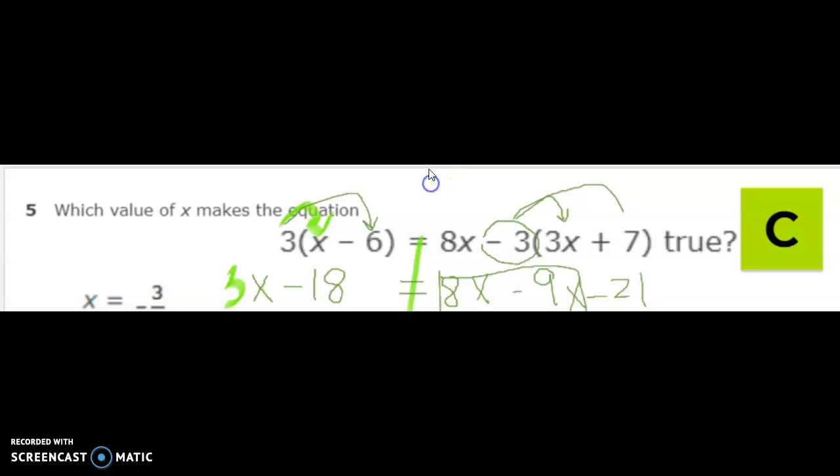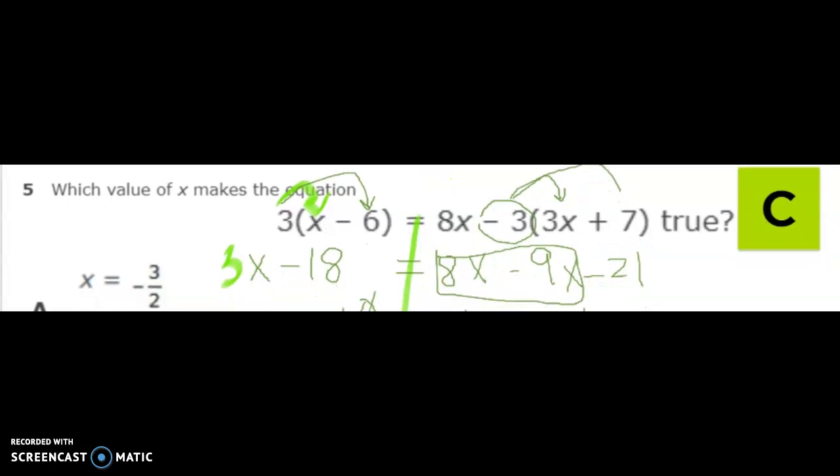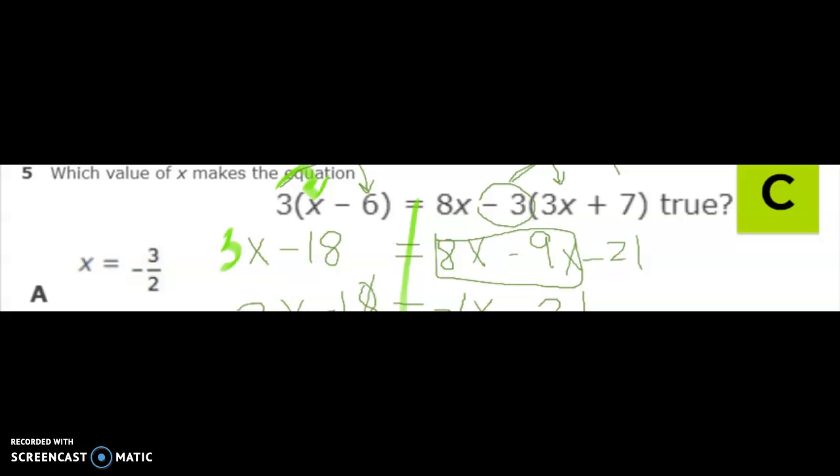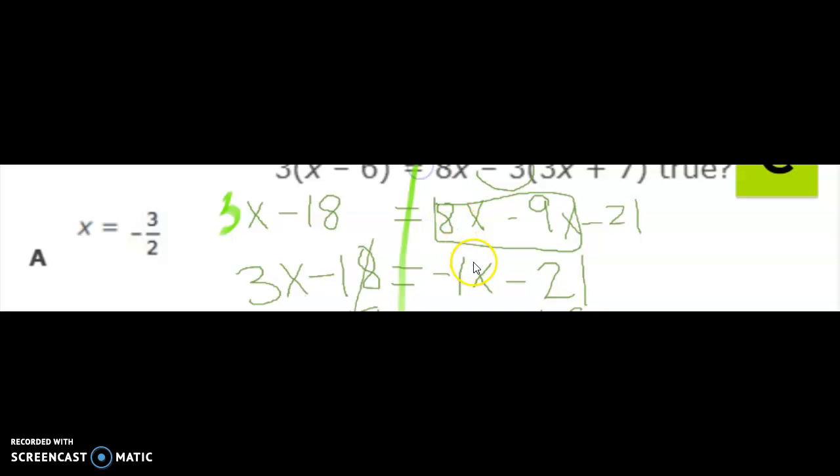Okay, so before I could start moving stuff around, I still wanted to make my problem easier. I could still simplify by combining these x's right here. So 8x minus 9x is where I got that negative 1x right here. Everything else I just brought down from the line above it. 3x minus 18 equals negative 1x minus 21.